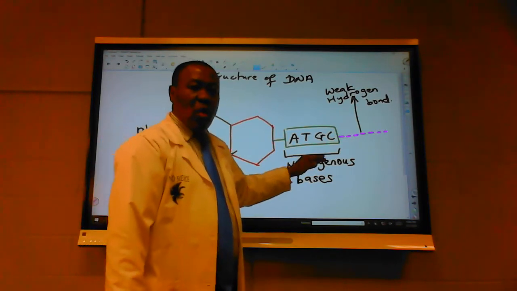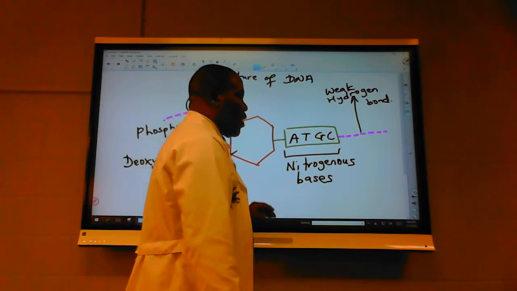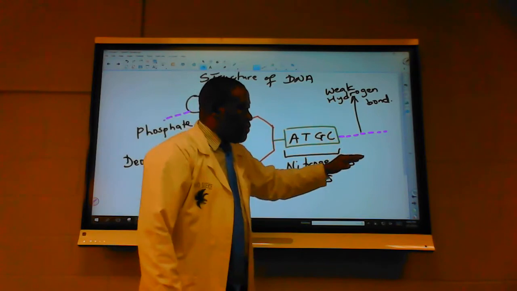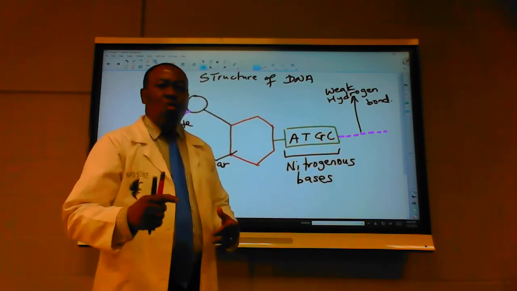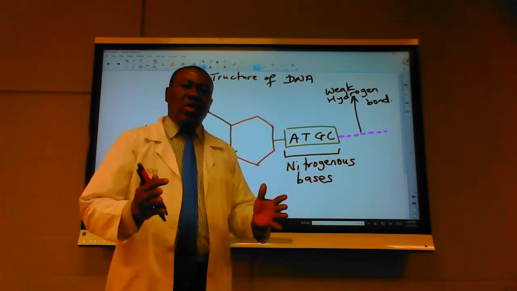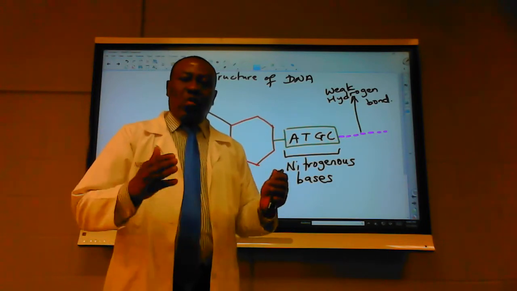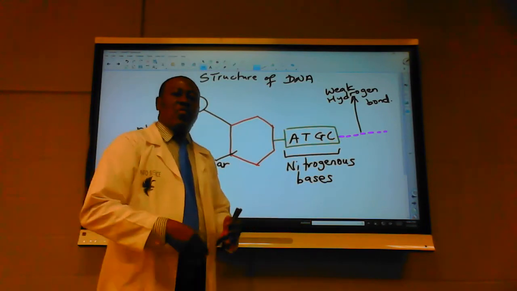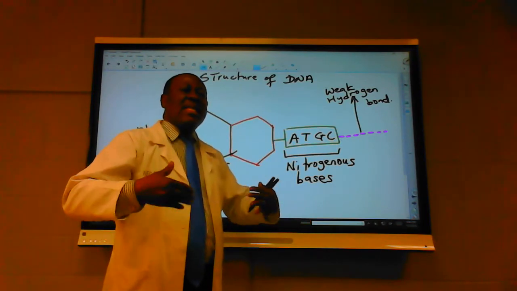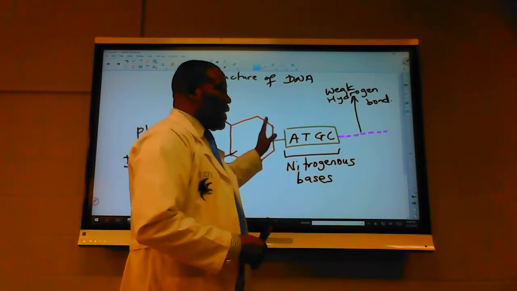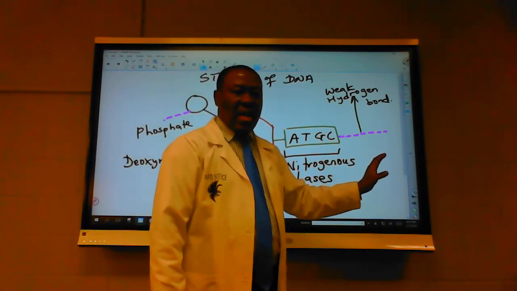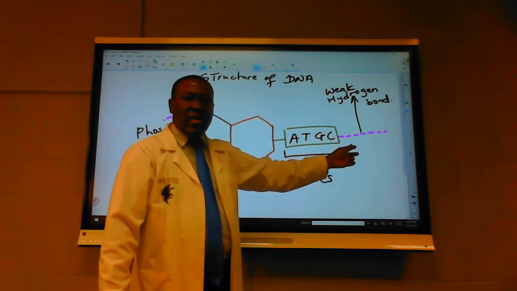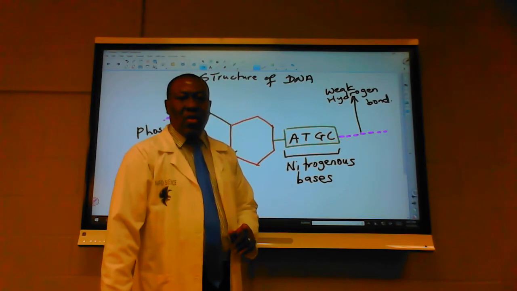And of course, we have the left side of a DNA molecule, and then we have the right side of a DNA molecule. The right side and the left side are held together by a weak hydrogen bond. And I also explained to you why it is weak. It is weak because during replication, when DNA is trying to make an exact copy of itself, the left side has to separate from the right side. So to make that process easier, the hydrogen bond is weak, so that separation can go on easily.